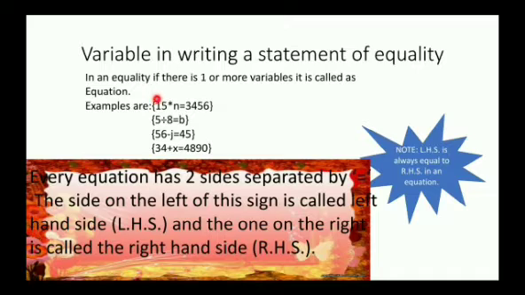If we see here in the first example, in the middle the equal to sign is there. 15 into n is on the left side and 3456 is on the right side. That is why 15 into n is called the LHS, left hand side, and 3456 is called the RHS or right hand side. Note: LHS is always equal to RHS in an equation.